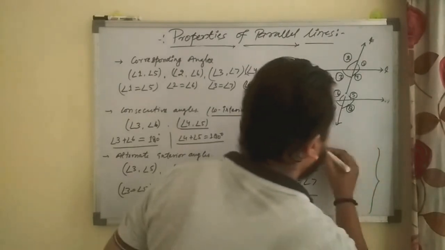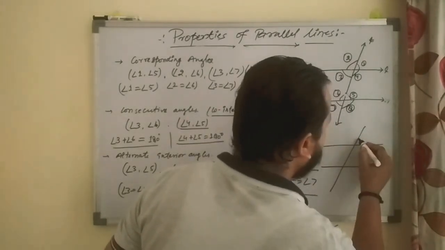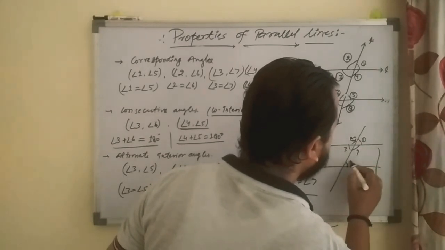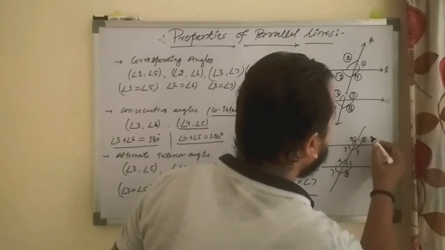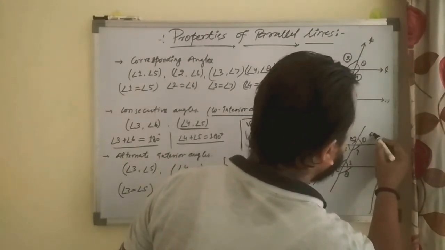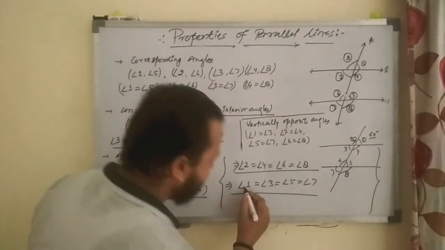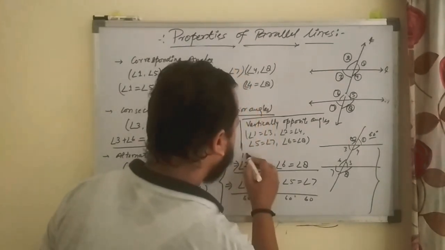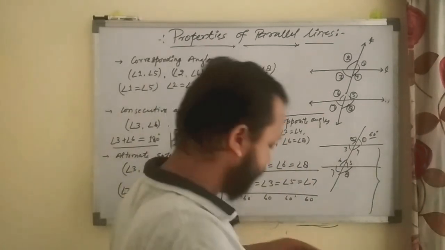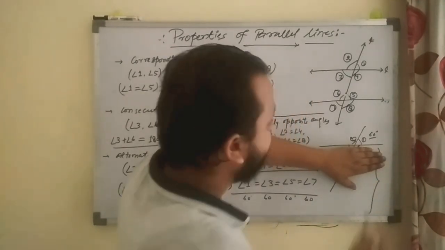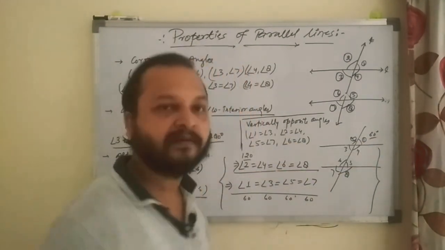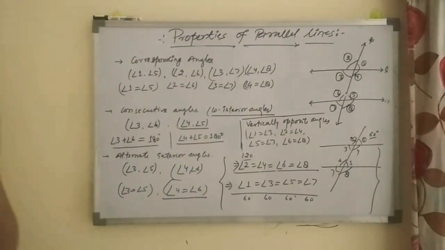Suppose I have marked the angles 1, 2, 3, 4, 5, 6, 7 and 8. And if you know angle 1 is equal to, suppose, 60 degrees, it means 3 is also 60, 5 is also 60, 7 is also 60. Then angle 2 is equal to 120. Why? Because they make a linear pair of angles. This is 60, so this is 120. If angle 2 is 120, then angle 4, angle 6 and angle 8 are all 120. So this is the conclusion we get after understanding this, right?